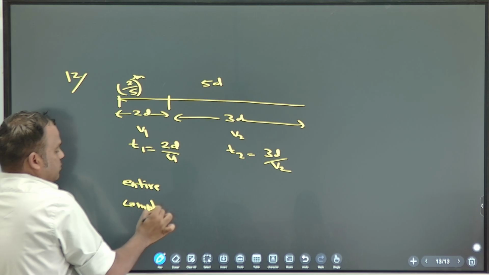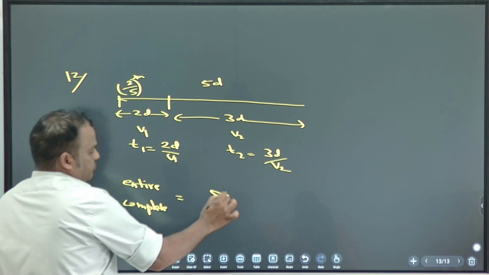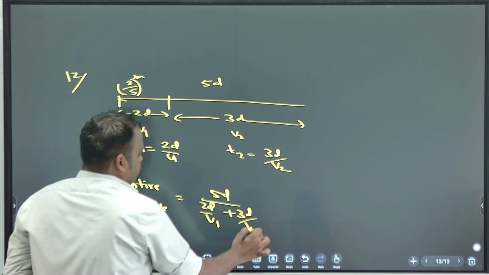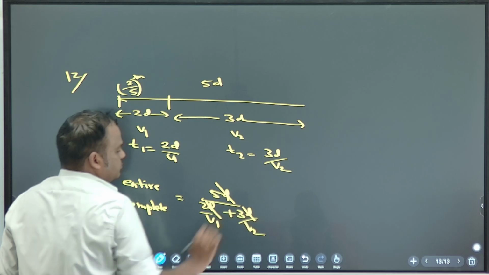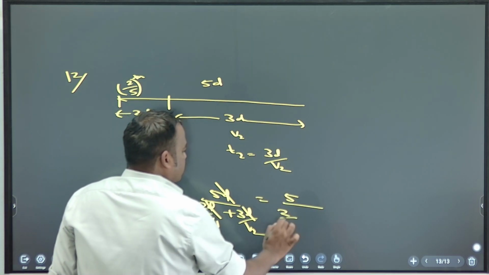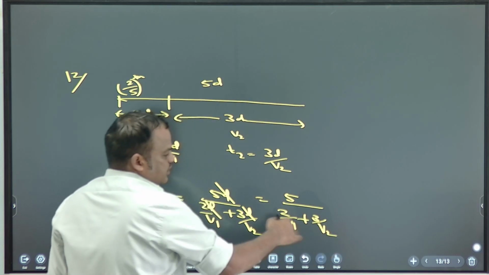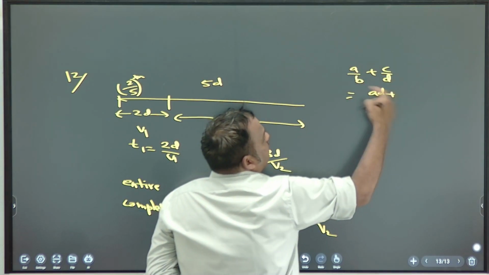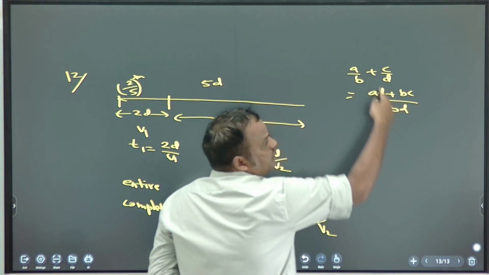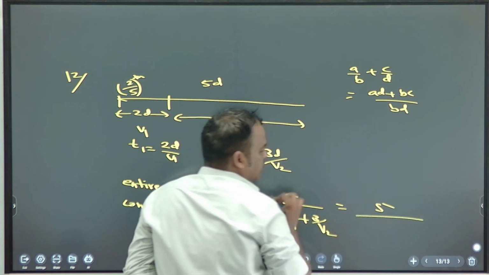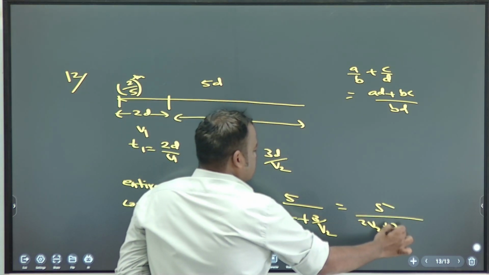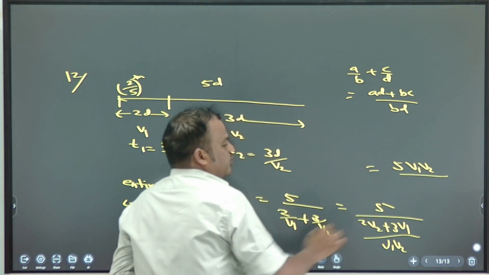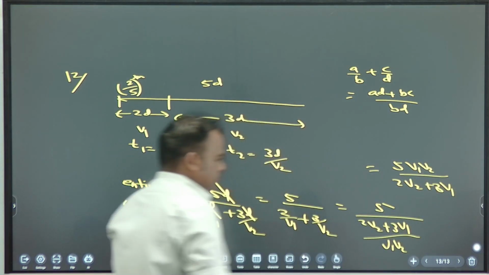Now for the complete journey, what is the total distance? 5D. And what is the total time? 2D by V1 plus 3D by V2. Understood? Now D, D cancel. So 5 by 2 by V1 plus 3 by V2. Solve this like A by B plus C by D is AD plus BC by BD. Apply this here. 2V2 plus 3V1 divided by V1 V2. So the answer is 5V1V2 by 2V2 plus 3V1.